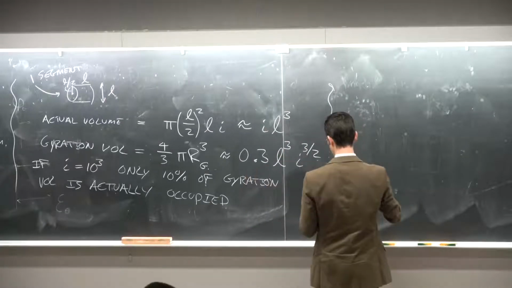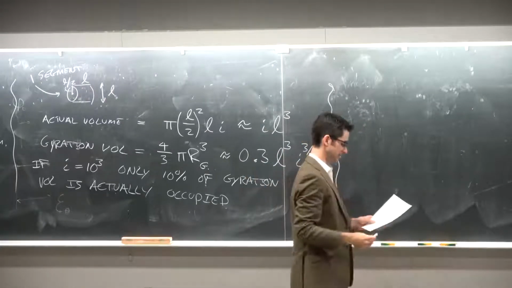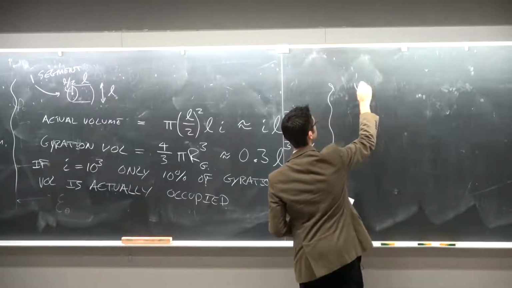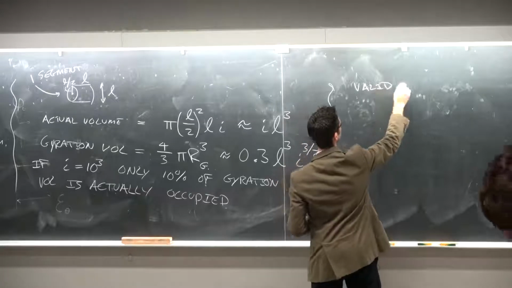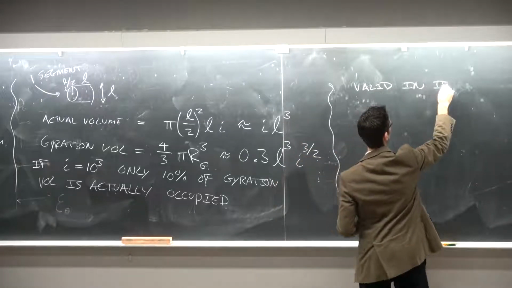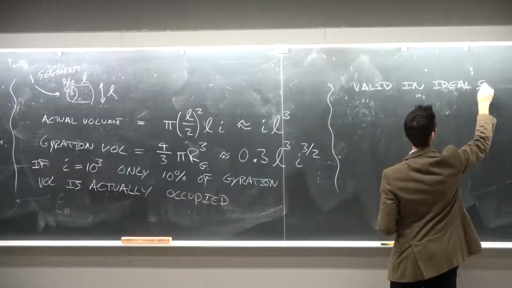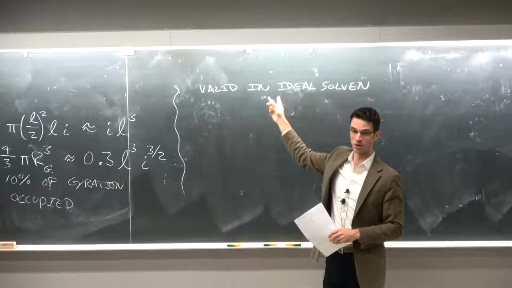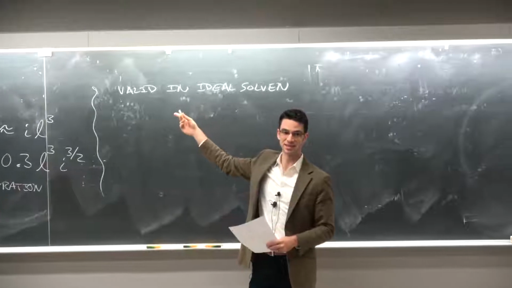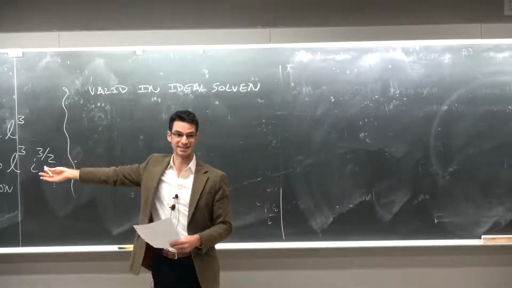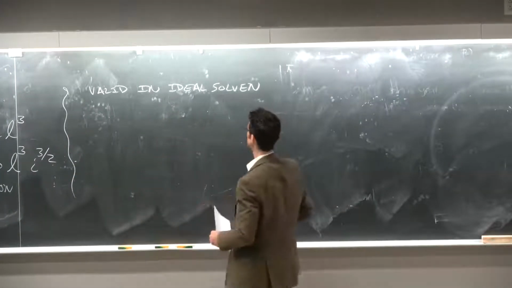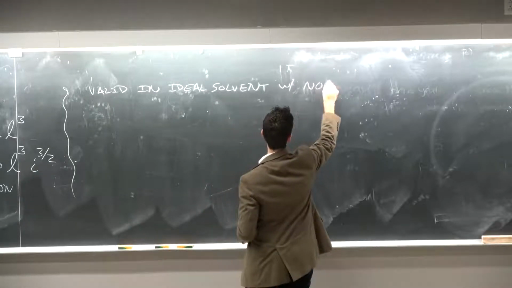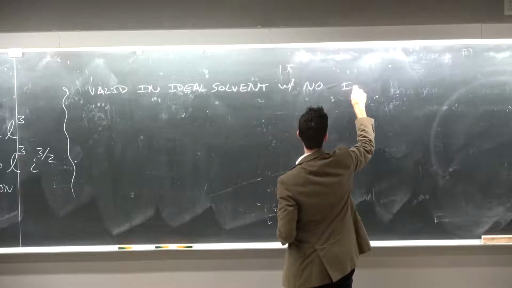So this argument is valid in an ideal solvent and no intersegment interactions. And an ideal solvent is neither bad nor good. So in an ideal solvent, it behaves just as the statistics say that it would behave. Valid in an ideal solvent with no intersegmental interactions.